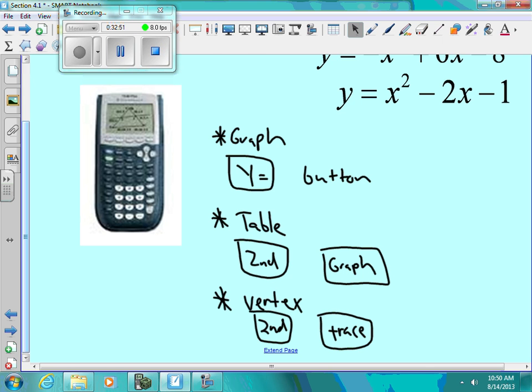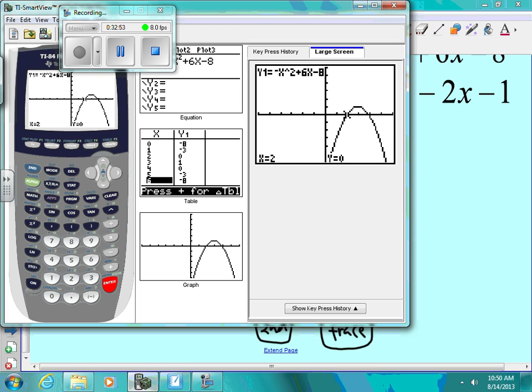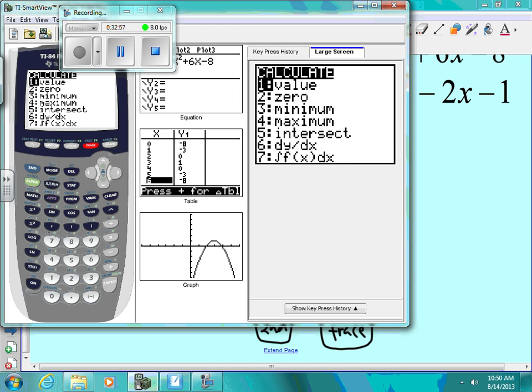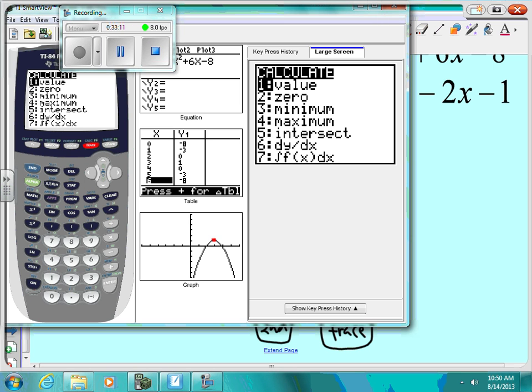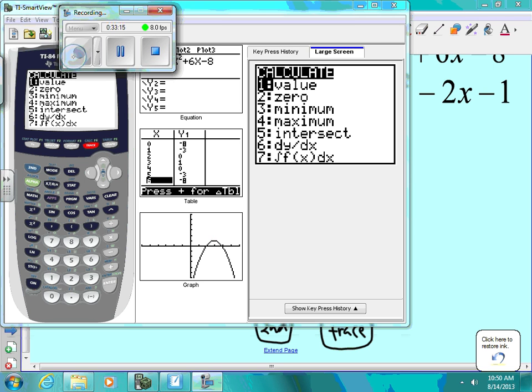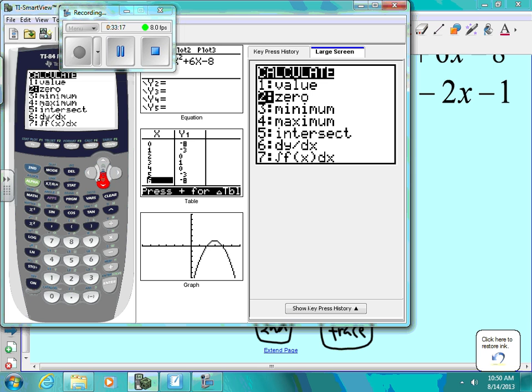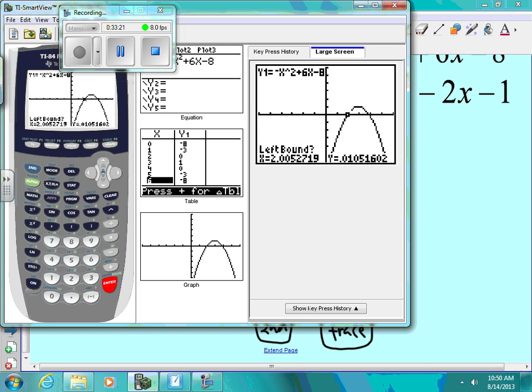And when we looked at the graphing calculator on the last one, second trace, if you go down, we have minimum and maximum. Those are the keywords for vertex. On our graph, you can see there's a picture down here in the middle. The graph points down. So the point at the top here is going to be a maximum. That's a maximum value. So we go down to maximum, which is 4. If it opened up, then it would be a minimum value.